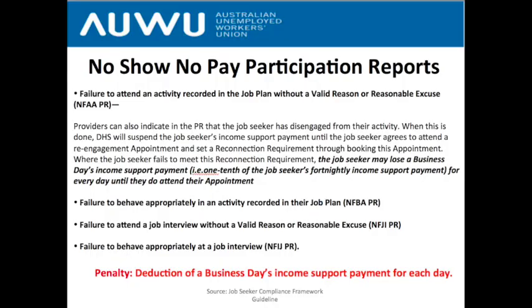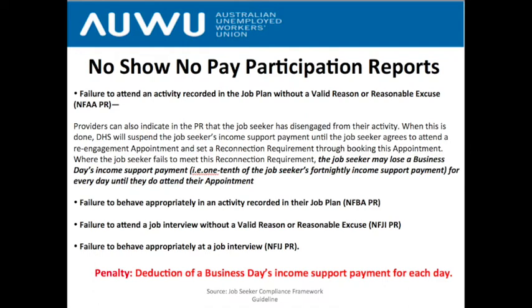The next type of penalty I'm going to talk about is the no-show, no-pay participation report. And this is the most common financial penalty that unemployed workers would receive. Of the 2.1 million penalties imposed upon unemployed workers, 300 or so thousand are financial penalties. So there are a lot of people getting financial penalties at the moment, and chances are their financial penalty is a no-show, no-pay participation report.